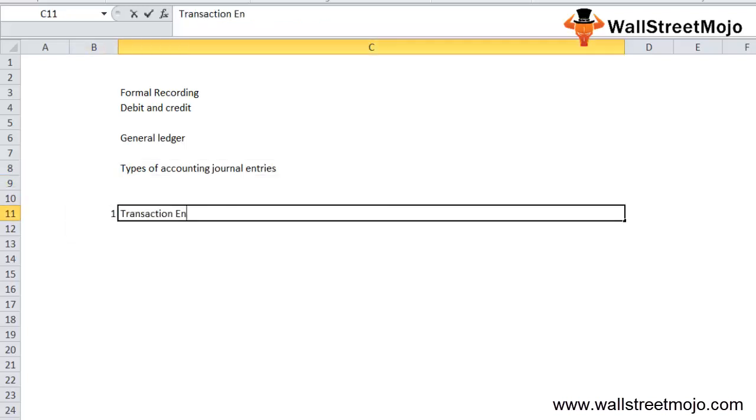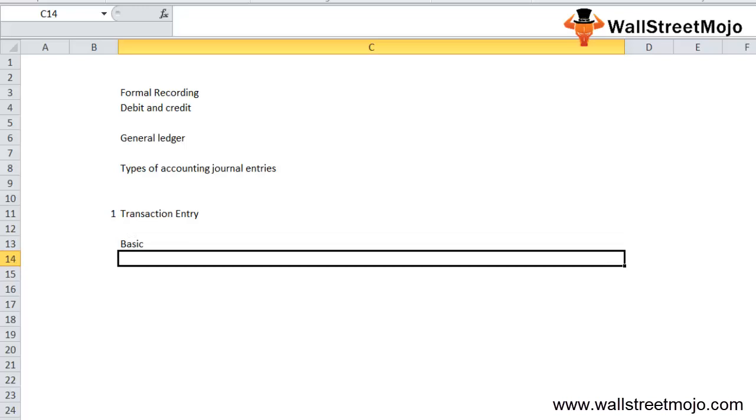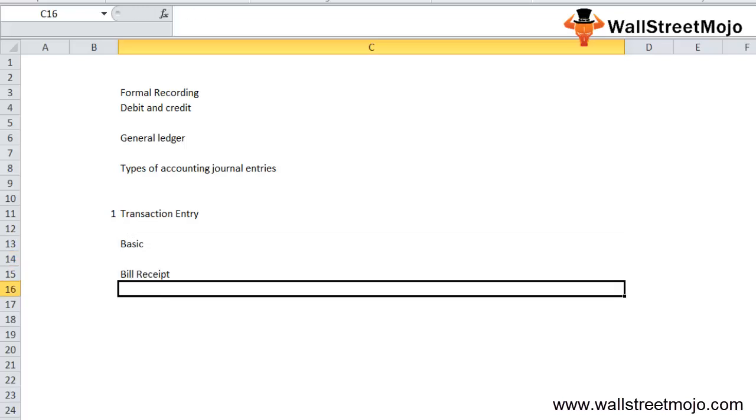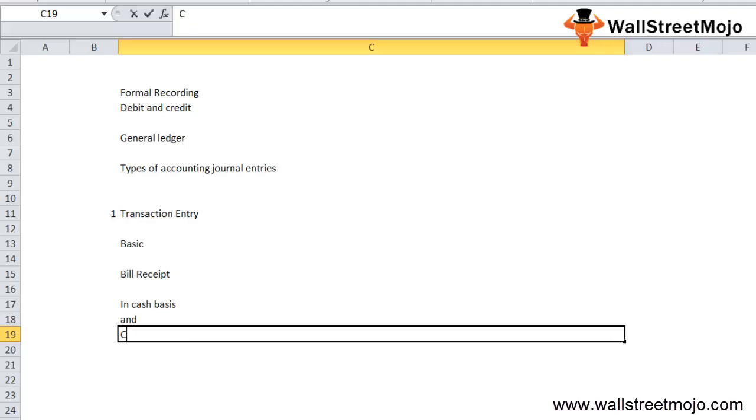First is the transaction entry. Transaction entry is the basic account entry for any event in the business. For example, let's say there is a bill receipt from a customer and a bill presented from a supplier for payment. So a cash receipt entry from a customer, and another cash payment that has been made, which is an expense for them. So transaction entry works on cash basis and accrual basis.